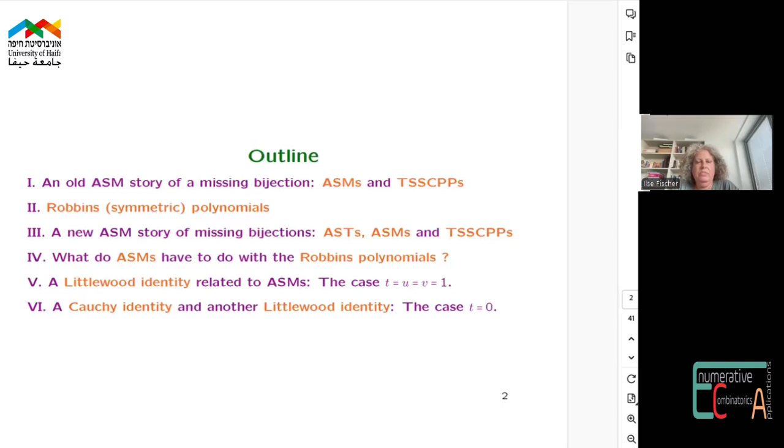And then in the fifth and the sixth part, I will talk about related Littlewood identities, where the ordinary Littlewood identity is something about summing all Schur functions. And these Schur functions will be replaced by the Robbins polynomials, which are actually generalizations of Schur functions. And we will see some nice results there.